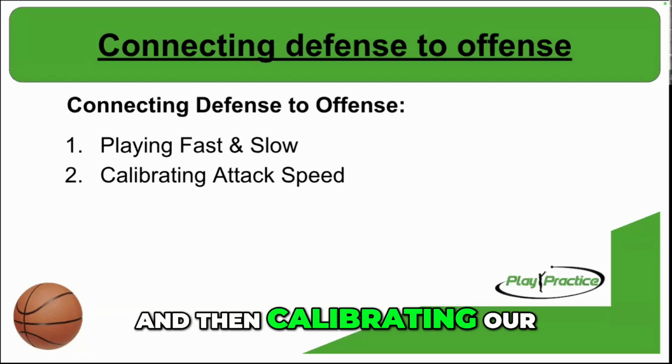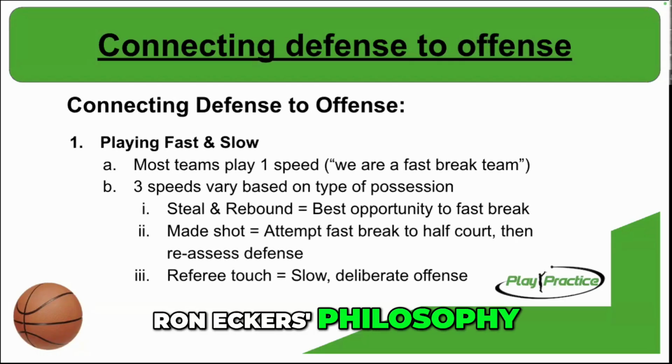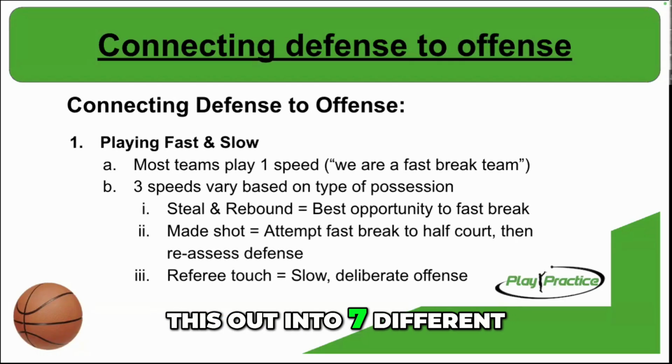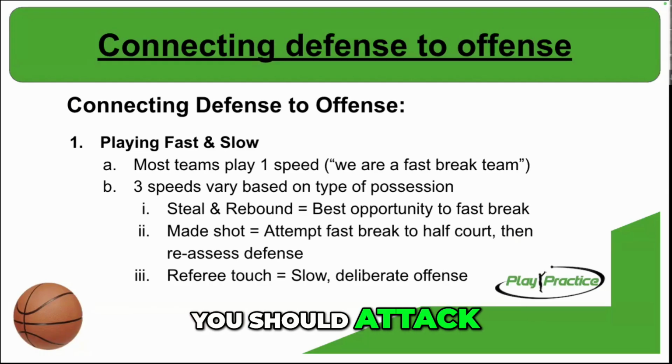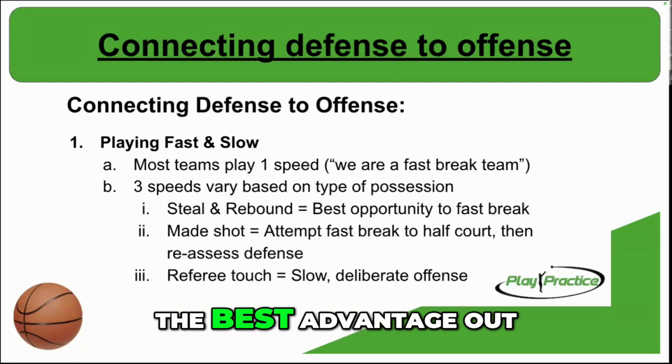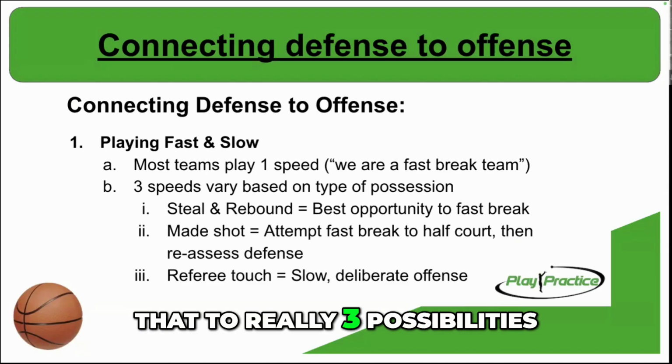And then calibrating our attack speed. So this again came from Ron Ecker's philosophy. He had actually broken this out into 7 different possession types and how you should attack, how you can get the best advantage out of each of those. I like to simplify that to really 3 possibilities.